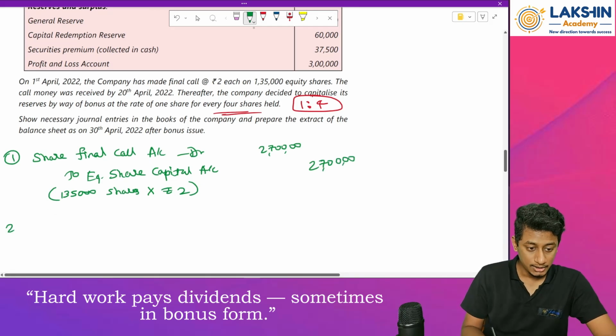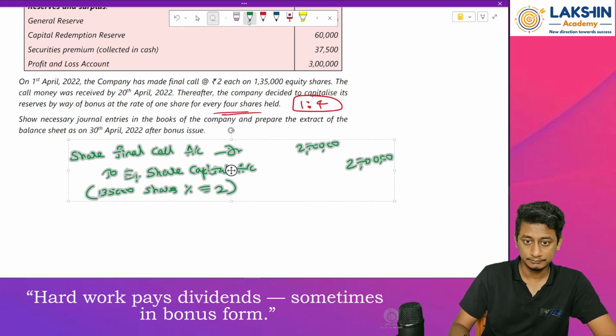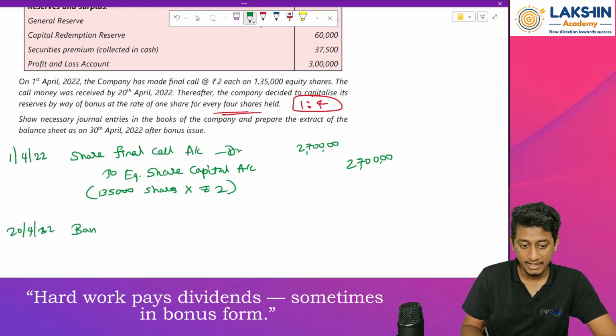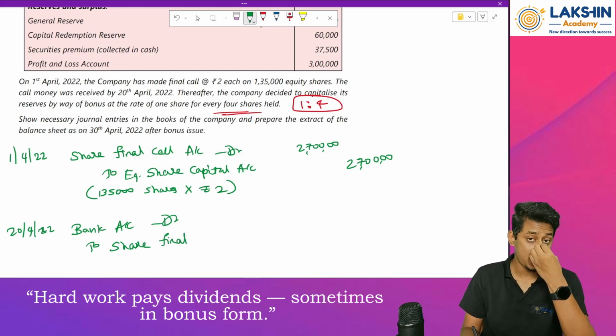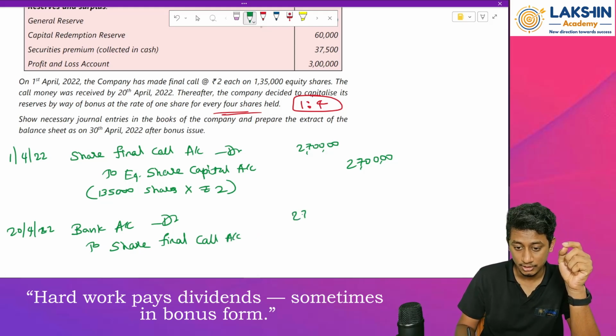Okay, but actually better do one thing. Mention the dates because dates are given as per the question, right? So when was the call made? On 1st of April 22. Then on what date was the money received? 20th of April 22. I have received the money, right? So because of that, bank account debited to share final call. See, these are all the same entries that were passed in the second unit, so I won't be repeating the logic behind it. Final call account, how much is received? 2,70,000 is received.